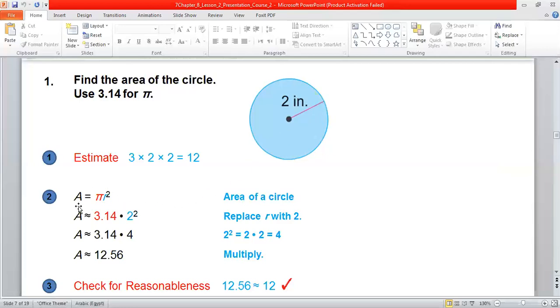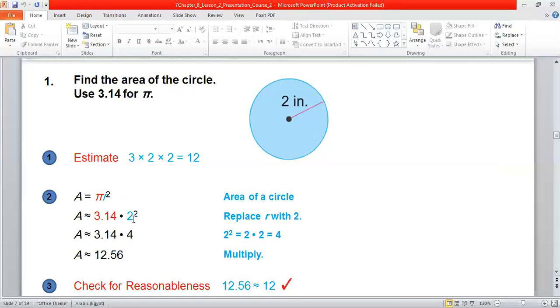The first step, Mohammed, is to write the rule of the area. The area of the circle equals pi r squared. What is the meaning of squared? It means I multiply the number by itself.